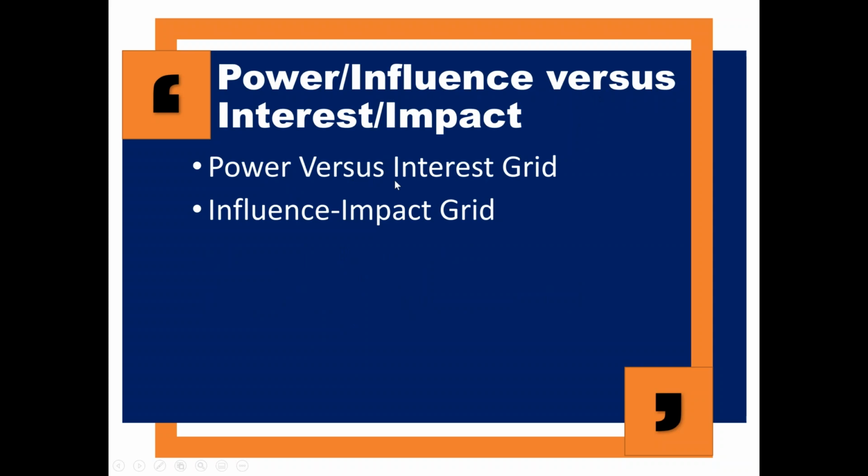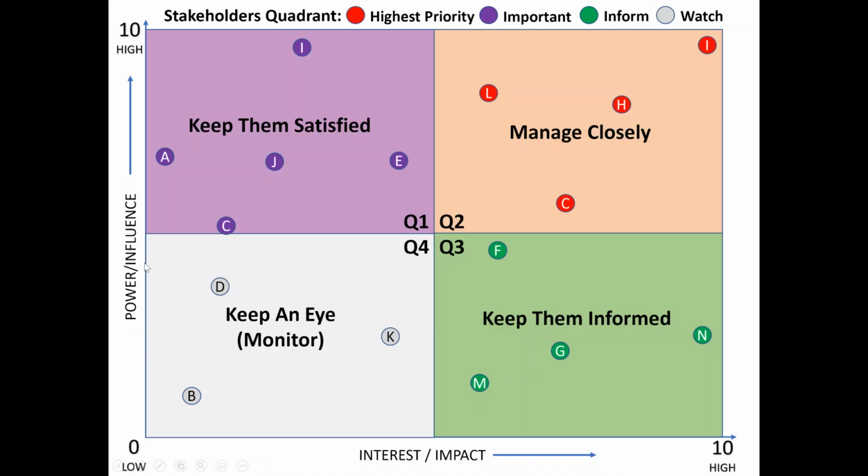The first 2 models, power versus interest and influence versus impact, are both very similar, because power can be associated with influence and interest can be associated with the impact. Power is like influence, and interest is like the impact they are causing. So both of these have, sorry, on the y-axis the power or influence, and on the x-axis the interest or impact. Just like this, power or influence on the y-axis and interest or impact on the x-axis.